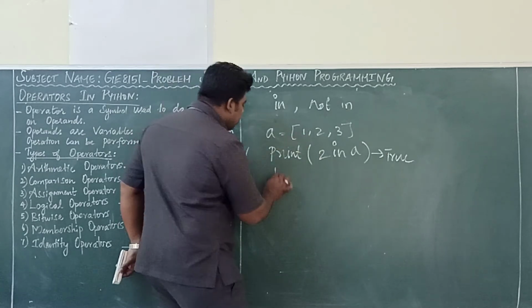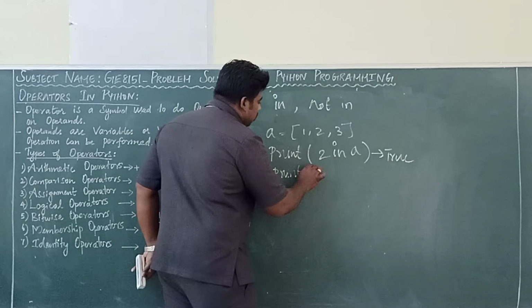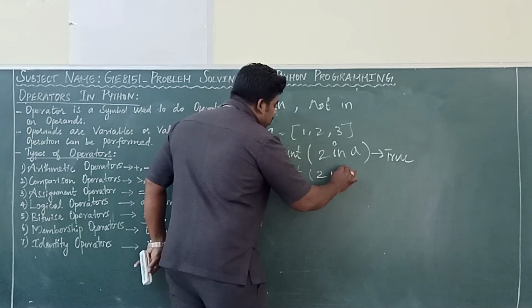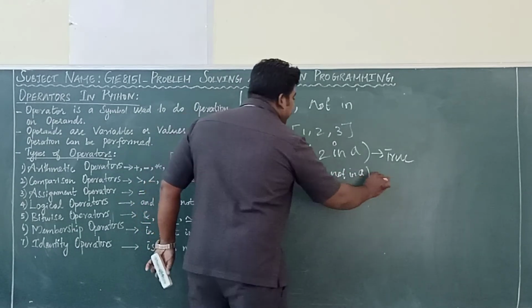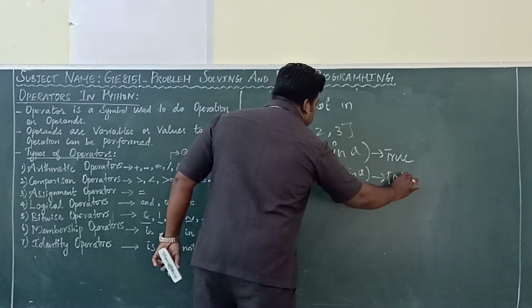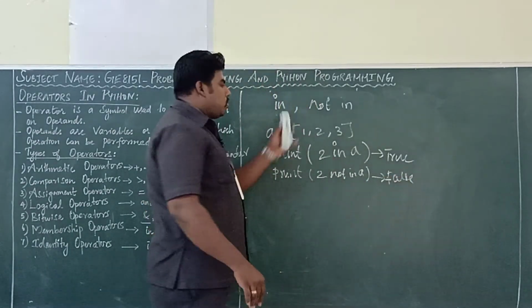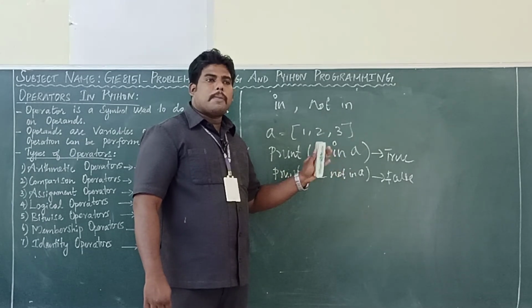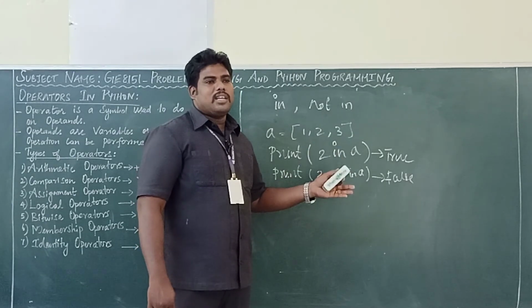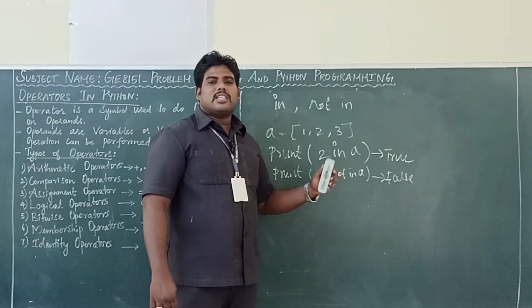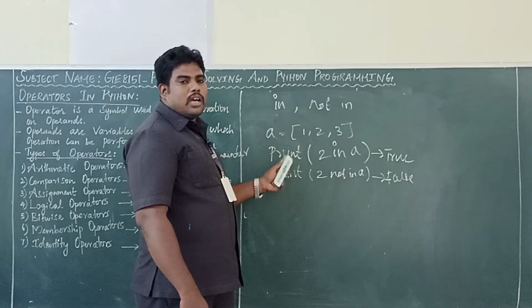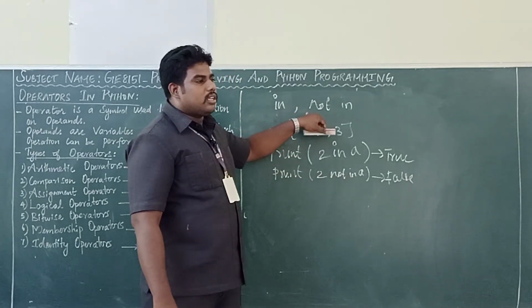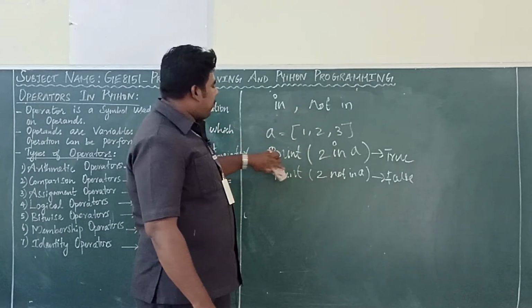Similarly, not in. Print 2 not in A, it will give False. Why will it give False? 2 is there. Not in is used to check whether the particular thing is not present in the list, or not present in the sequence. Okay, all of you understand what is in and not in. Both are the membership operators.